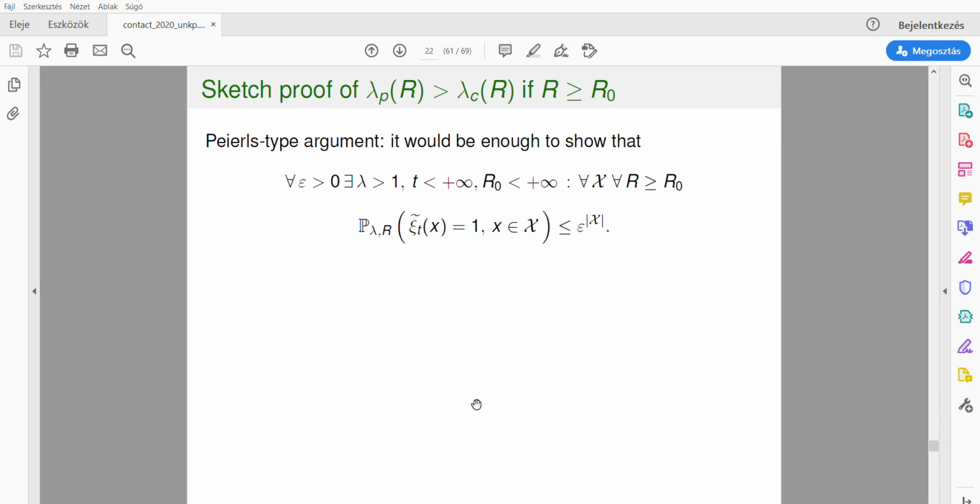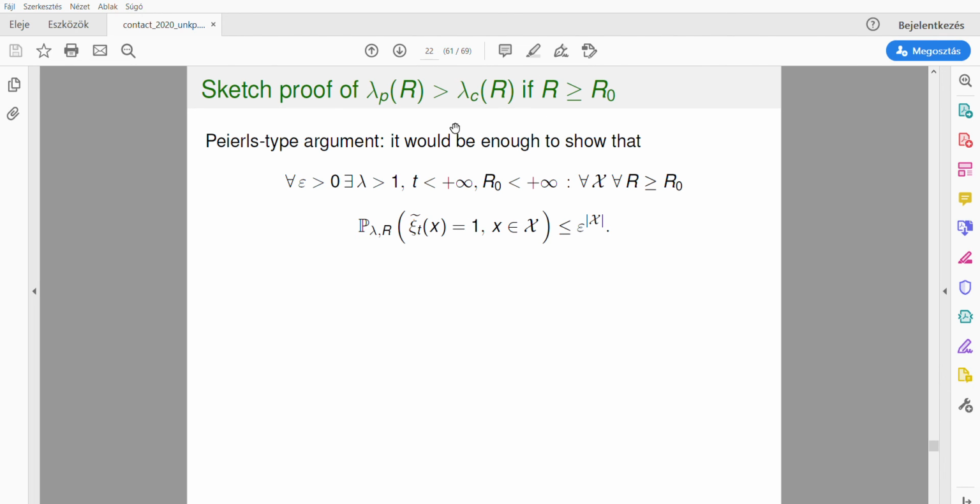For example, as a toy argument, let me give a sketch proof that the two thresholds are big. What I want to show is that for any epsilon there exists a lambda which is strictly bigger than 1, so eventually it's going to be bigger than the lambda c.